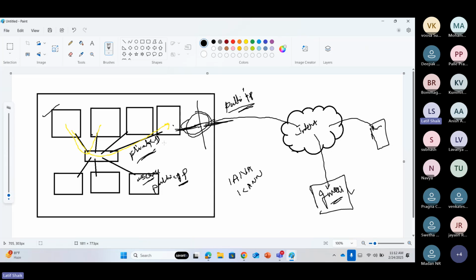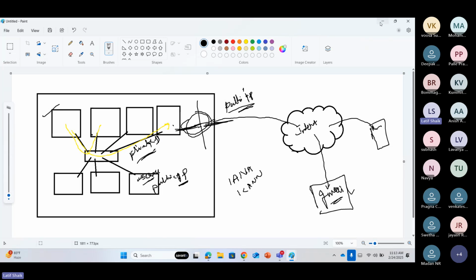Public IPs are unique. If I'm using one public IP, the same public IP cannot be used by the entire world. Okay, I got some 5 public IP addresses for my 5 servers. These public IP addresses are not given to anyone else in this world. That's why we have to register the public IP.